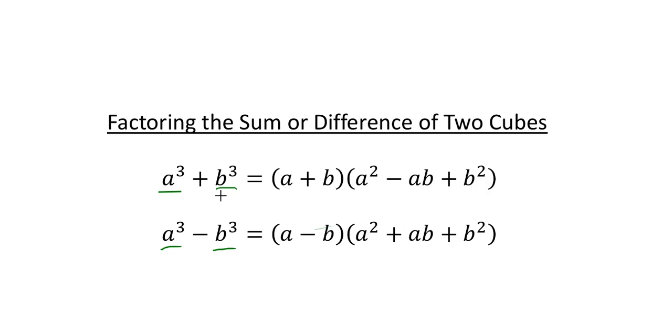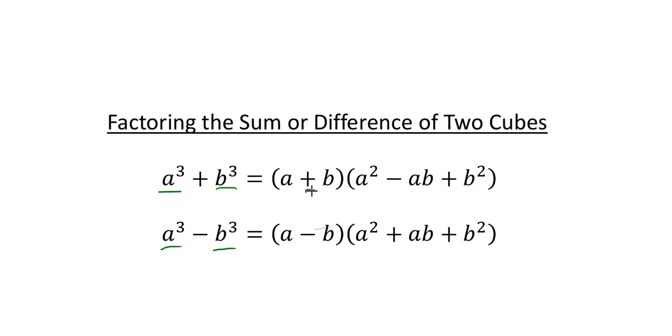So if you'll notice, there's two different formulas. One for when you're adding the two cubes together. One for when you're subtracting the two cubes. The answer has the same structure in both cases. The only difference is the positive and the negative signs, the pluses and the minuses. The first factor, I should say, in both cases is a and b. In the first case, you're adding.